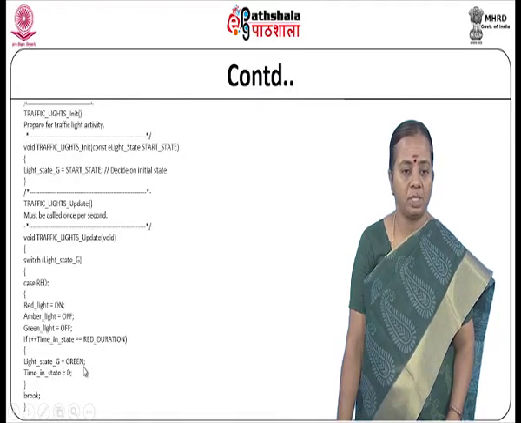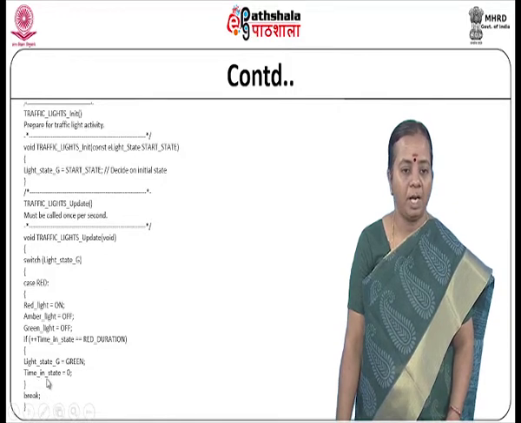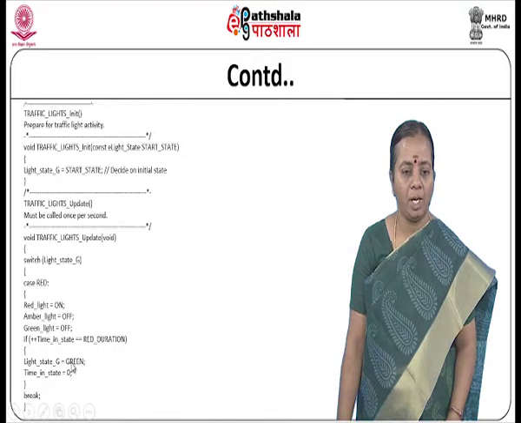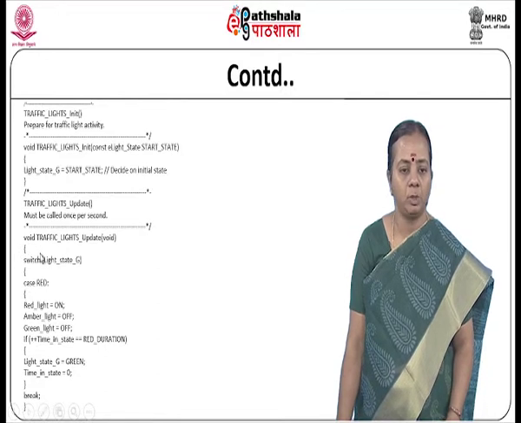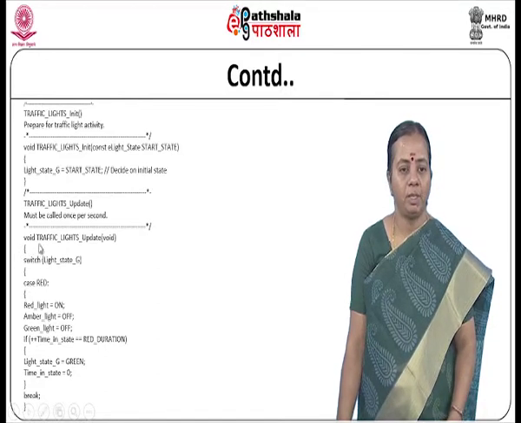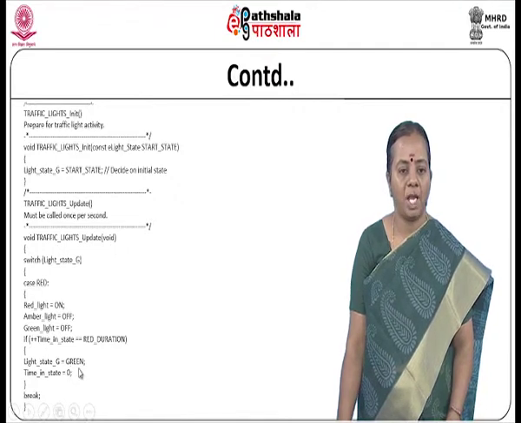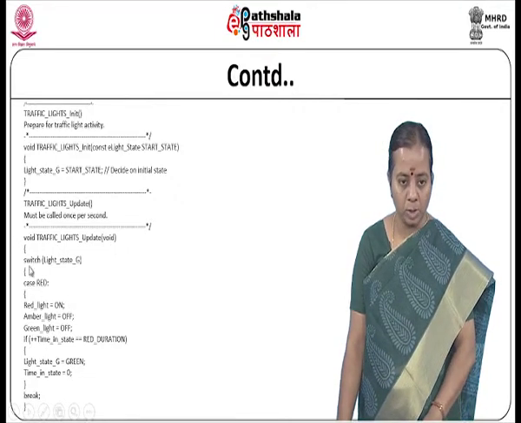Now, the light state G becomes green, I am assigning it, and I am resetting the time in state. So, I am making light state G green and time in state is 0 and it breaks. So, when I am again coming to this particular function, void traffic light update, which gets the value of green, it goes to the switch light state G, which goes to green.